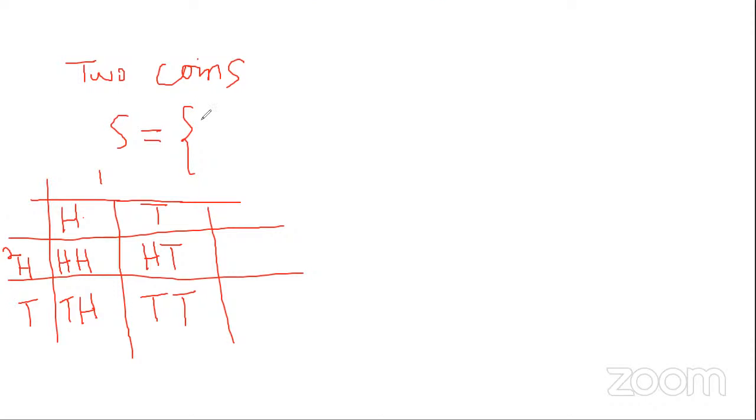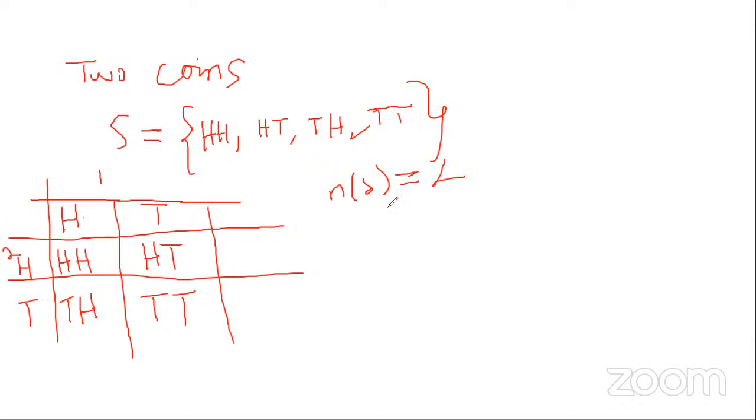So what will be our sample space? It will be HH, head tail, tail head, and then tail tail. Okay, and then what will be the number of the sample space? 4. So this will be 4. Okay.